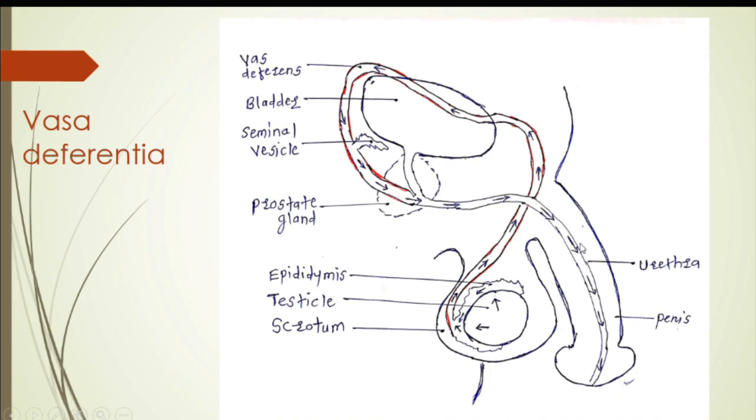Then later I will tell you in this figure. This is the ejaculatory duct. This ejaculatory duct opens into this urethra. You can see it is the urethra, and this part of the urethra is passing through the penis.